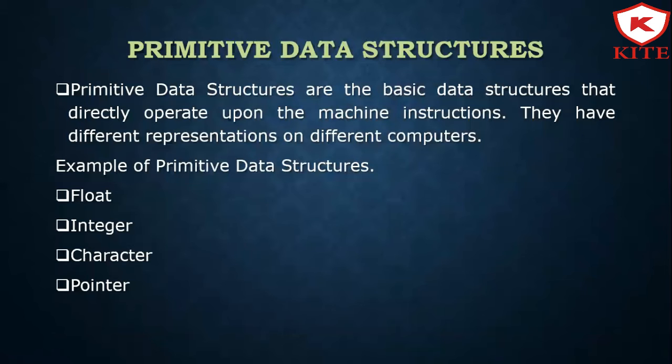So now, what are primitive data structures? Primitive data structures are the basic data structures that directly operate upon the machine instruction. They have different representations on different computers. Some examples of the primitive data structures are float, integer, character, and pointer.